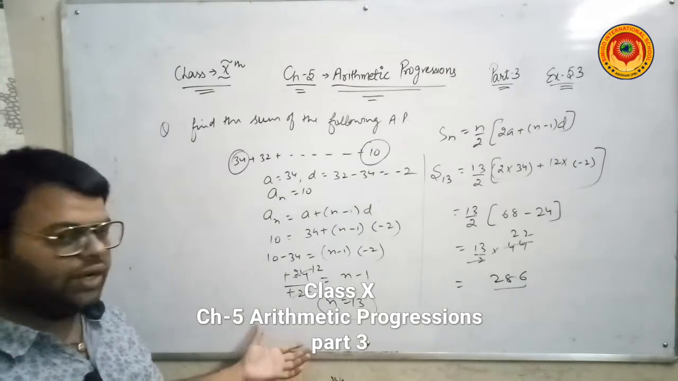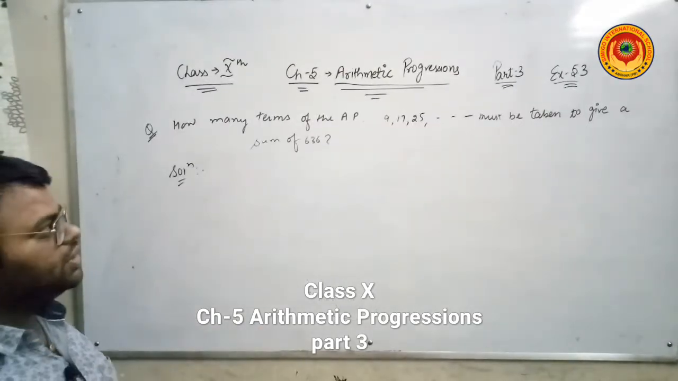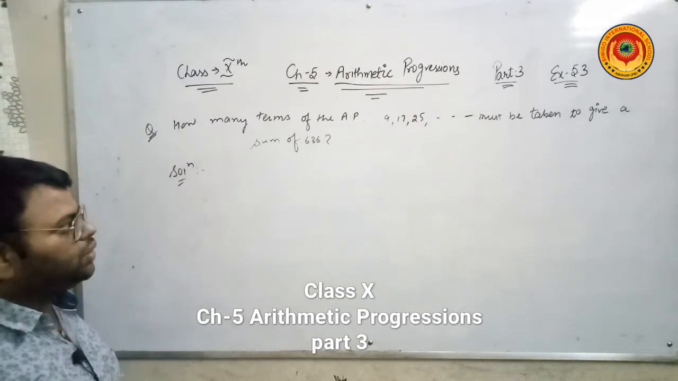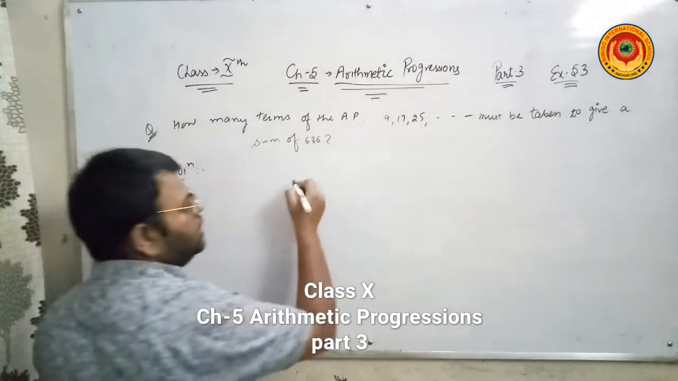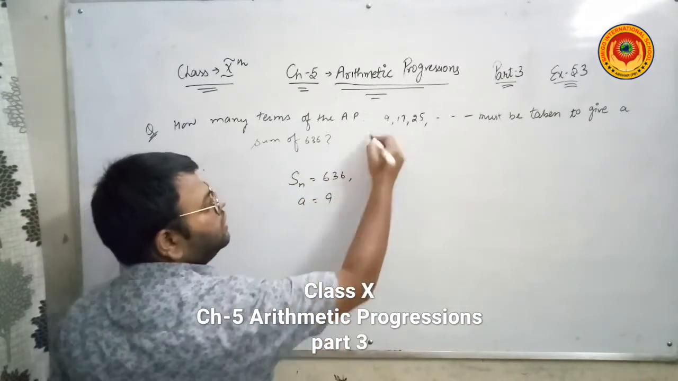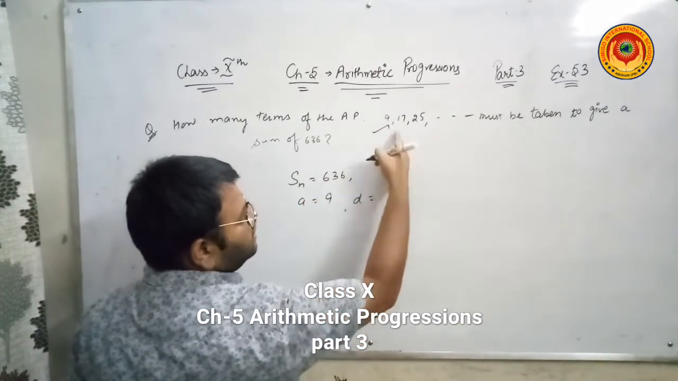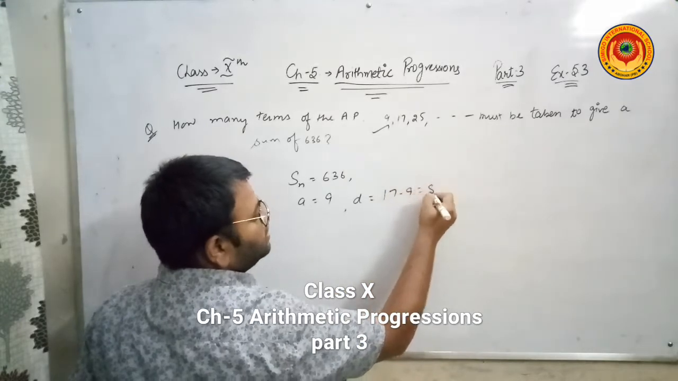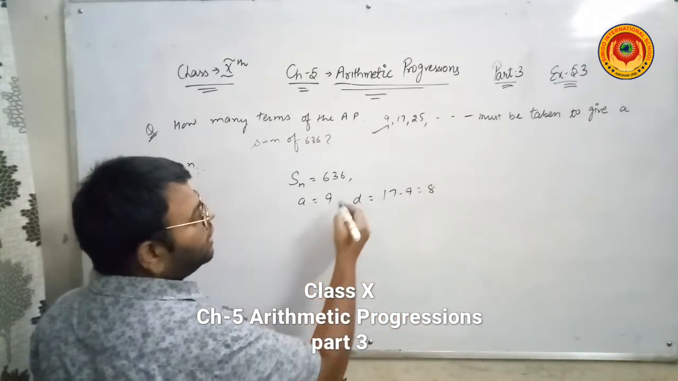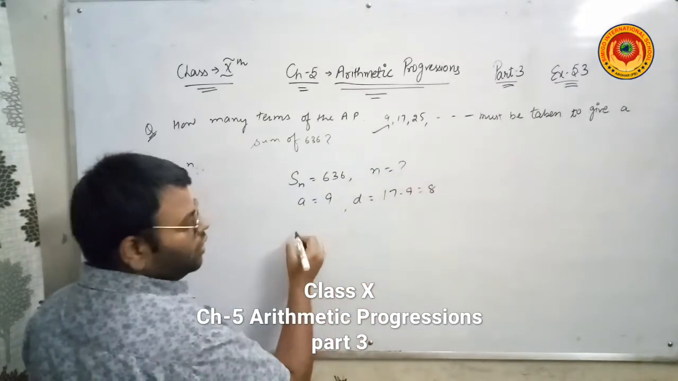So this is the question. Now the next question: how many terms of the AP 9, 17, 25, and so on, must be taken to give a sum of 636? It means the sum of n terms is given as 636. The first term is given, 9, and what is d? Second term minus first term, 17 minus 9, 8. Now the question is how many terms, that means you have to find n.